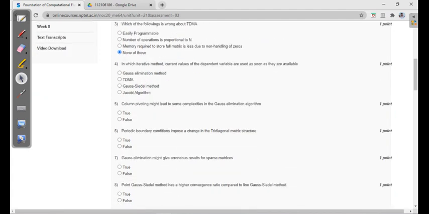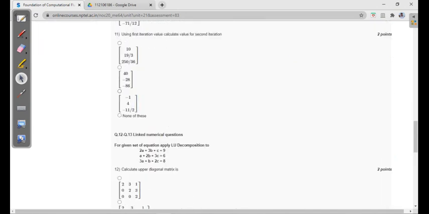Question number 4. In which iterative method are current values of the dependent variable used as soon as they are available? The correct answer is Gauss-Seidel method. We will see this outcome in question number 10th and 11th.